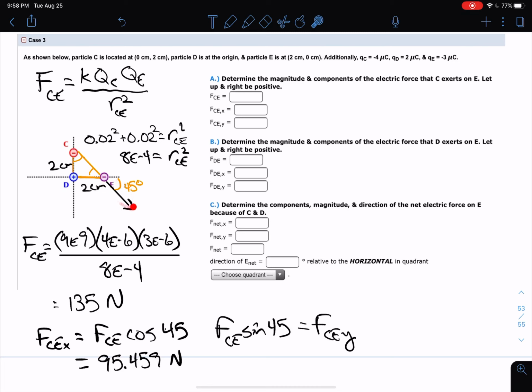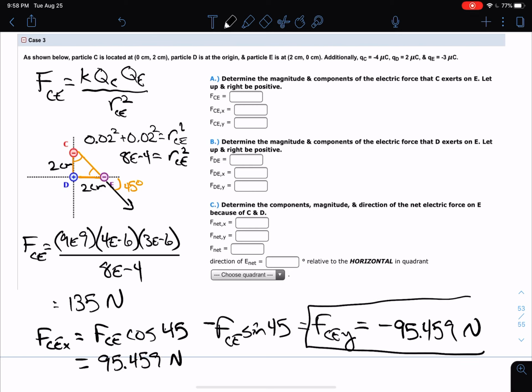And I should point out, I was a little hasty here, this vector is pointing down and to the right. It's pointing in the fourth quadrant, because down and to the right is the fourth quadrant. So that means negative y, so I should put a minus sign here. Okay. And so FCEY is going to end up equaling negative 95.459 newtons. So I've got my x and y components for FCE.